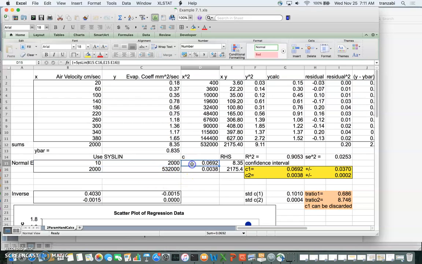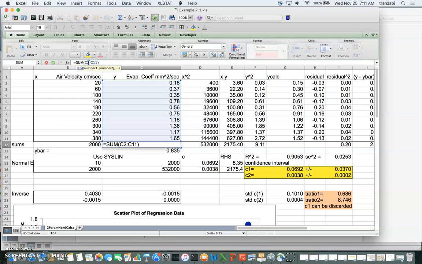The right-hand side, I need first a sum of Y data. So this is the Y data, and here's the sum of Y data. Okay, so you can easily get the sum function in a spreadsheet. So that's the right-hand side. That's the sum of the y's, and then we also need sum of the yi.